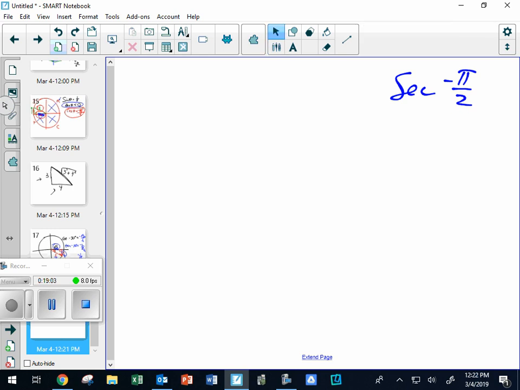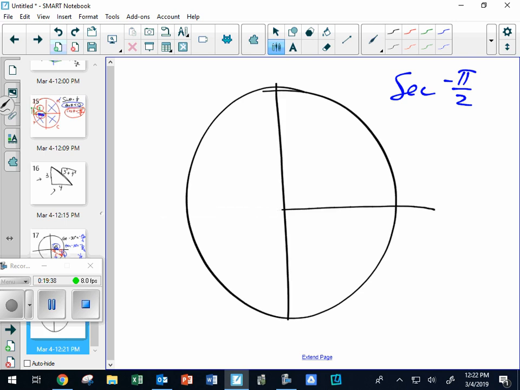And don't find secant. Find its sister. Figure out where negative pi over 2 is. And in this one, you can't draw a triangle. So if you can't draw a triangle, why? Why can't you draw a triangle? Because you must be in one of those 4 special spots called quadrantals, which are in between the quadrants. You're on one of those. Hint, here's regular pi over 2. That's not where you are.